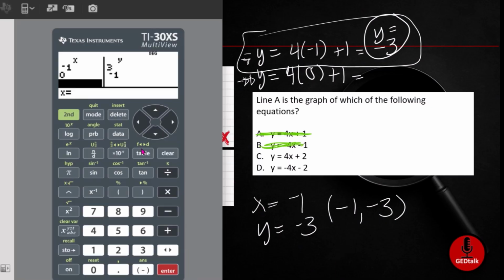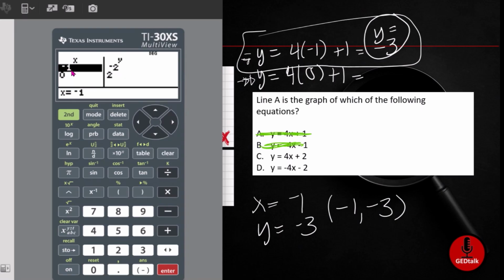Let's get our calculator back up. Now I'm going to hit the table key again, and now I'm going to do C. Well, what is C? I'm going to hit delete to get rid of that, and I'm going to do 4x plus 2. Hit enter. It's already set, folks. The calculator is holding on to the fact that I have it as ask me what X is. So I'm just going to hit enter to get over, and now I see that table.